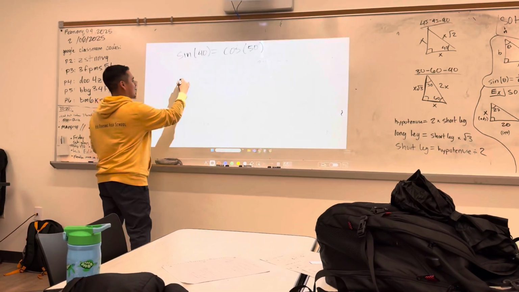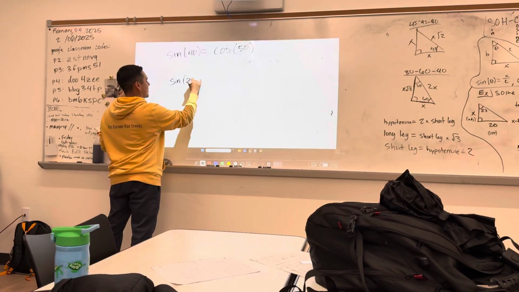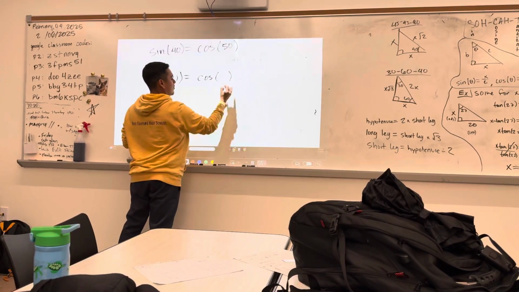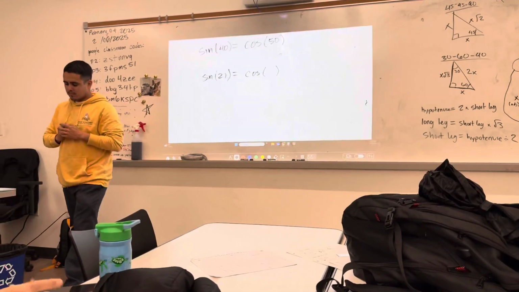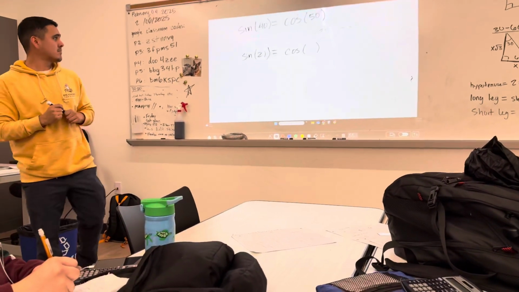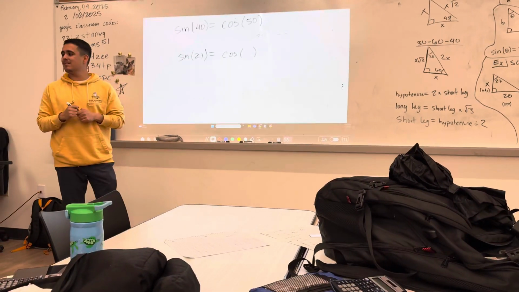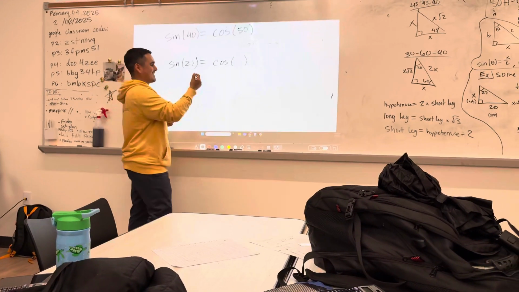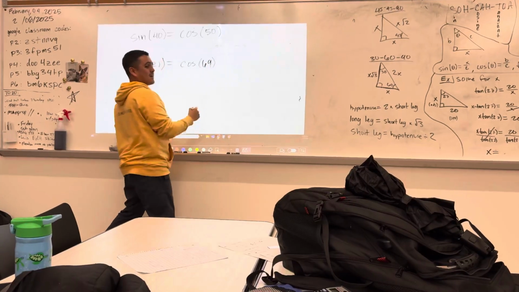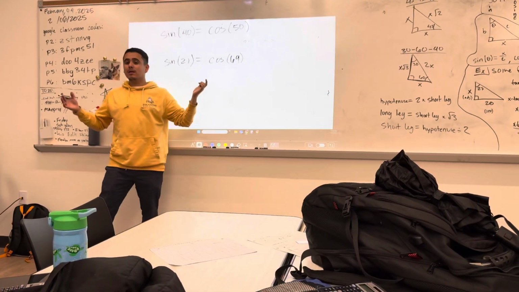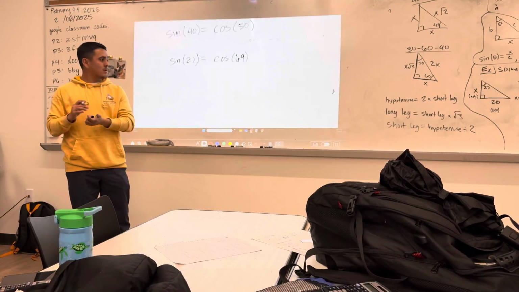Real quick, let's do a few examples. What about the sine of 21? What would cosine equal there? 59? 69? Is it 79? No, 69. Again, it's because 21 plus 69 equals 90.